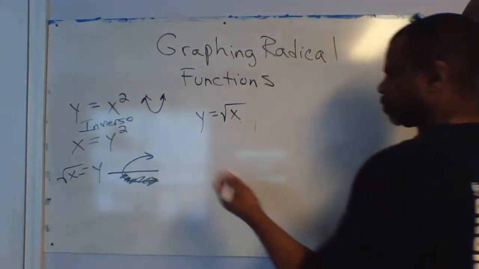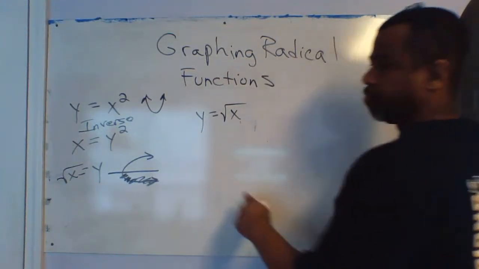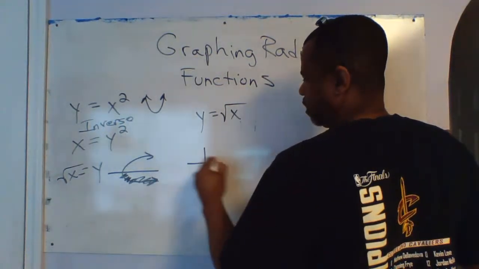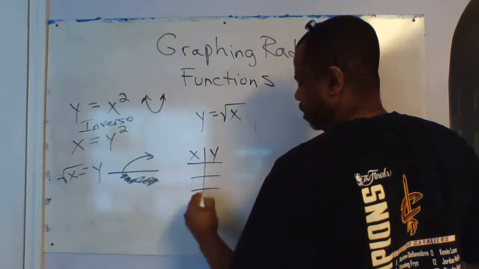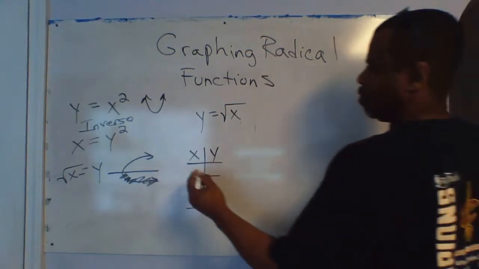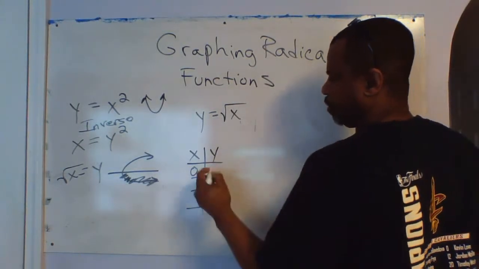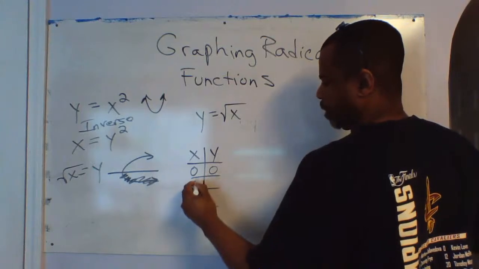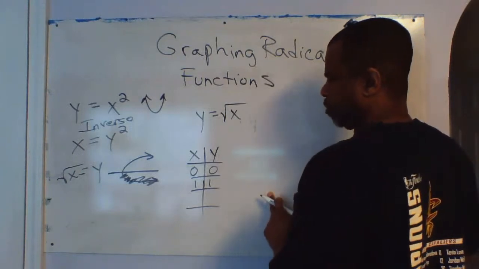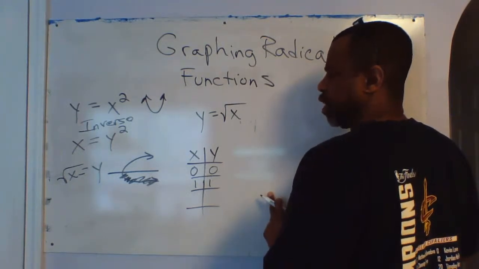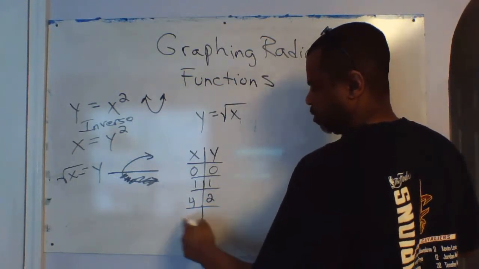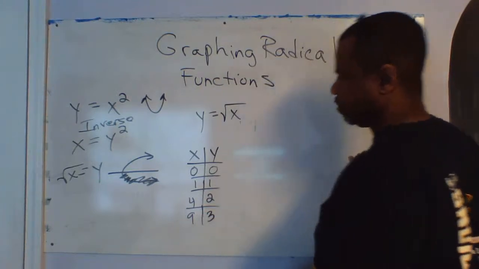Okay. Now I want to graph these. I'm going to pick some points. Remember, we're only going to use the positive values. So we're going to make an ordered pair. The best way to do it is try to find perfect squares. Well, we know we can plug in 0, and the square root of 0 is 0. If we plug in 1, that's going to give us 1. Then what's another perfect square? Can't we do 4? That'll give us 2. And what's another one? 9. And that will give us 3.